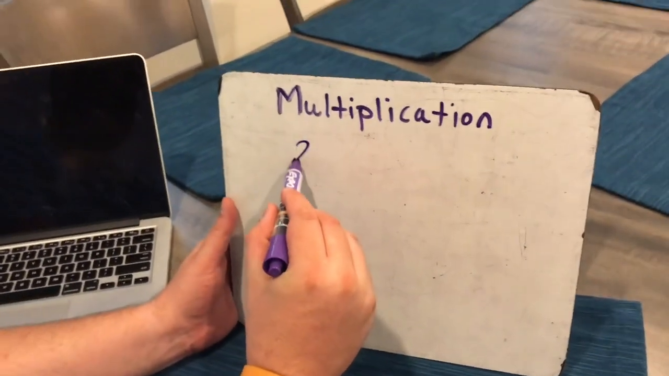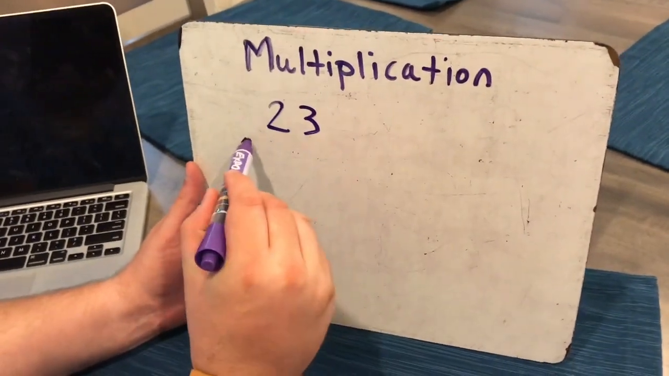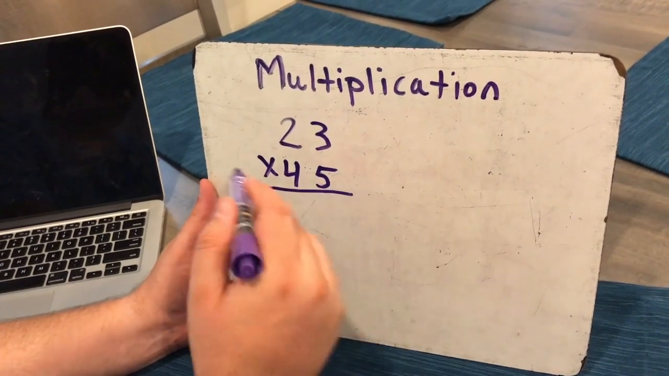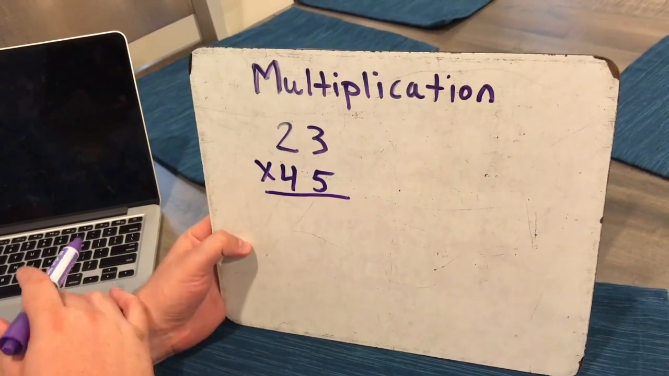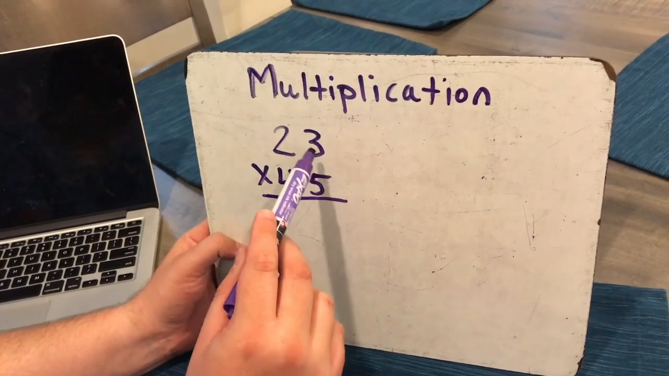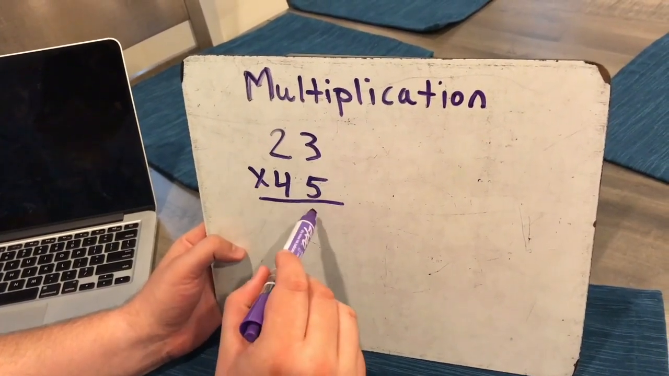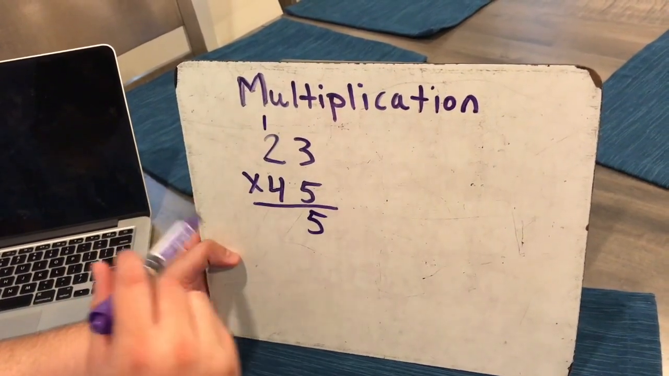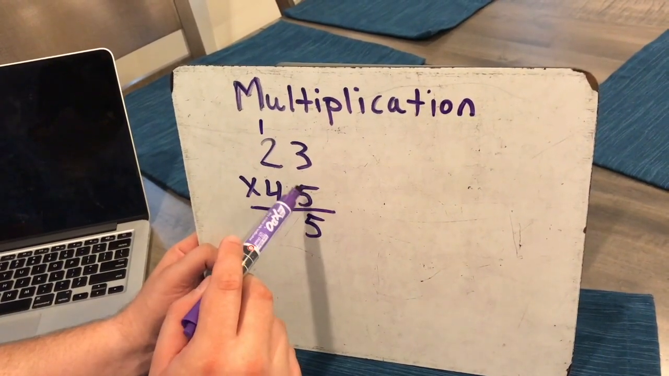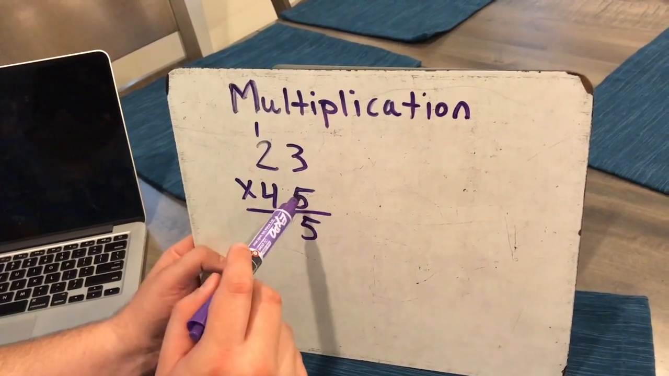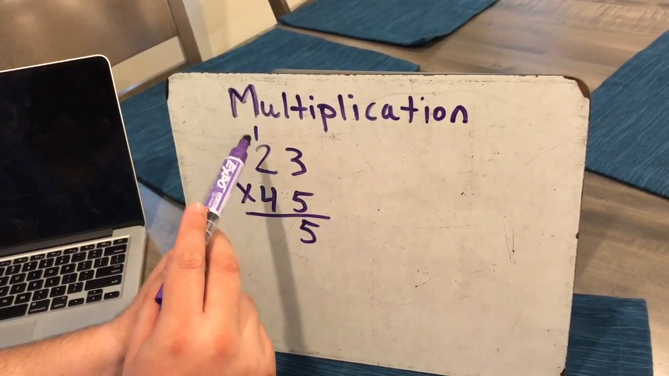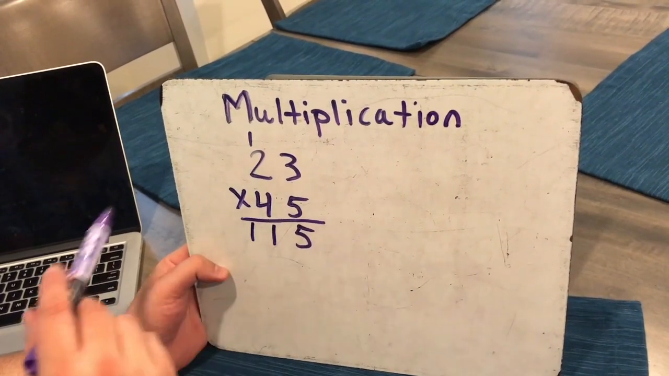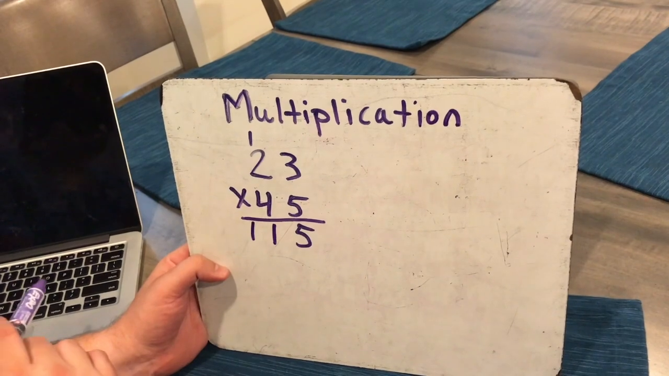So if I have the problem 23 times 45, that's how we write it. The first step, we're going to take our 5 and multiply it by 3. 5 times 3 is 15. I put the 5 there, carry the 1 right there. Then I take the 5 and multiply it by another number on top. 5 times 2 is 10. This time I add the 1 on top. 10 plus 1 is 11. So then I write that right there. 115 is on your top line.